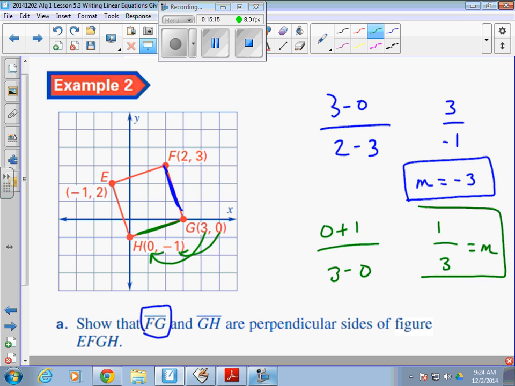Are they perpendicular lines? Are those slopes negative reciprocals of each other? Remember, negative reciprocal is a fancy word that means change it. That's the negative part. And reciprocal means flip it. Negative 3 becomes 1/3.